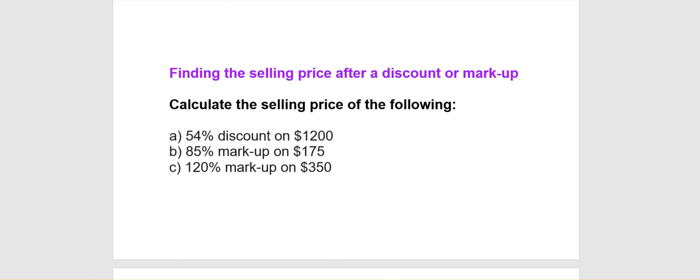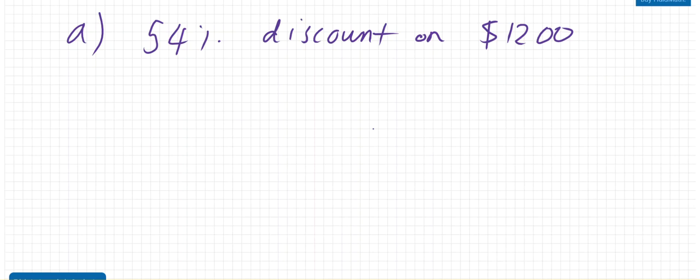Okay, our next question involves finding the selling price after a discount or markup. It says calculate the selling price for the following. So try A, B, and C and see how you go. Whenever you have questions like this, make sure you understand what's actually happening and what it's asking you. So 54% discount on something valued at $1,200 is asking, okay, how much are you going to be saving? Not how much you're going to be buying it for, but how much will you save?